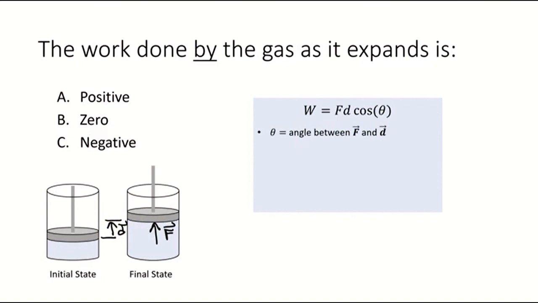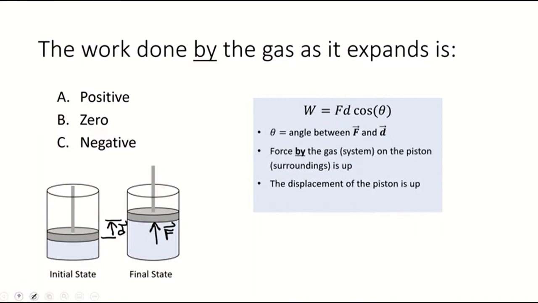All right, so when I think about force and displacement and the angle between them, they're both going to be in the same direction. They're both pointing up. And so that means that theta is going to be equal to 0. So then we end up with cosine of 0. In that case, we're going to end up getting positive work. So I would say that the work done by the gas as it expands is going to be positive.